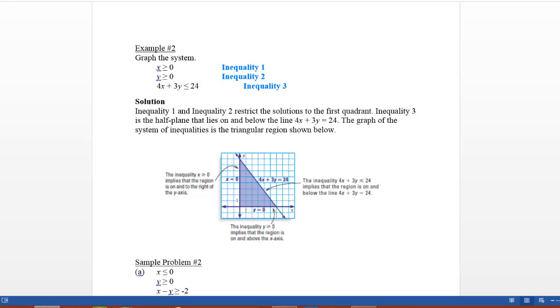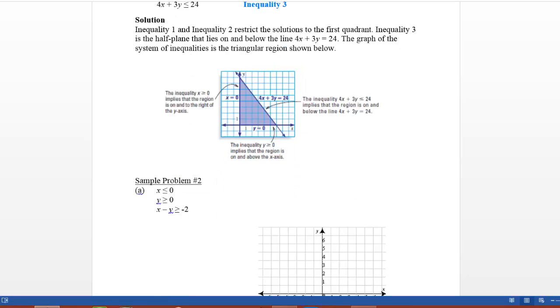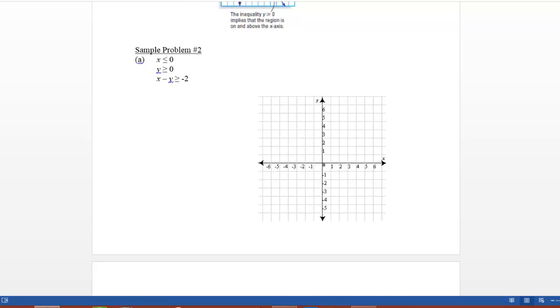And I think if you do enough Math Excel problems, you'll notice that they don't want you to shade everything. They just want you to shade the solutions, which is the ones that satisfy both or all three inequalities. So let's take that and move down to this example. Go ahead and take a little time to work sample problem number 2, part A and part B, and then come back and take a look at the solutions.